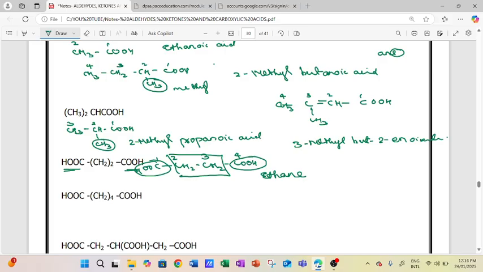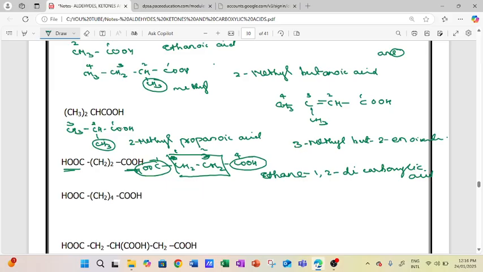Now I am changing the number. It's not 2 and 3, it's just 1 and 2 only. So hyphen 1 comma 2 di. Why? Because there are 2 carboxylic acids, and then carboxylic acid. So this is the difference between this question and the previous questions. Ethane 1,2-dicarboxylic acid.